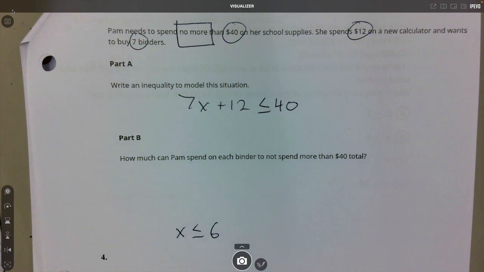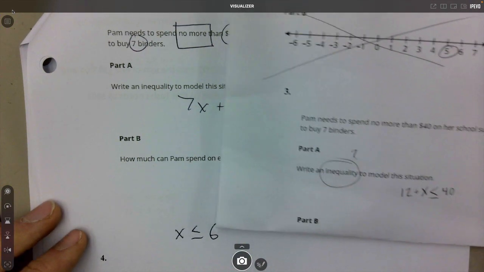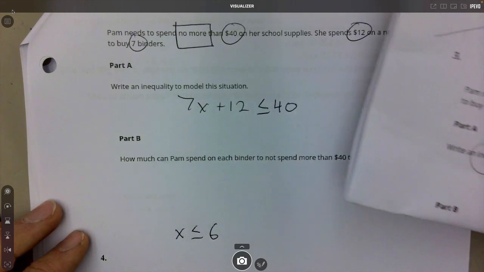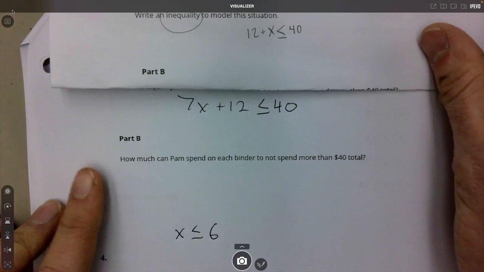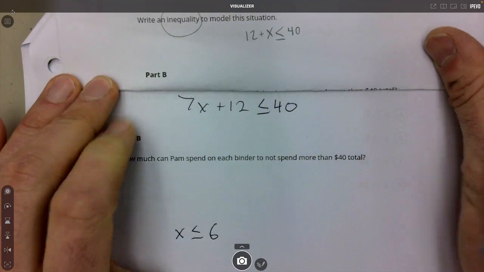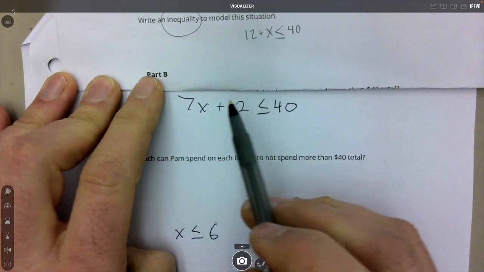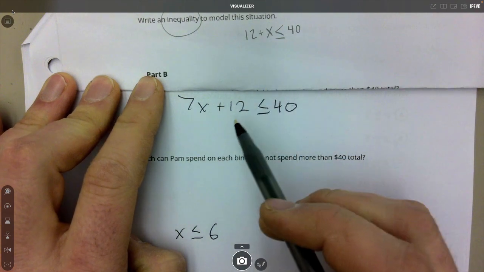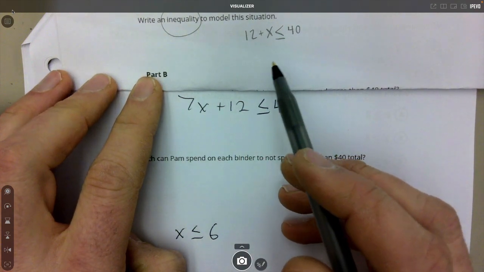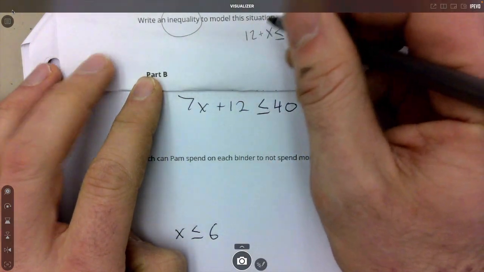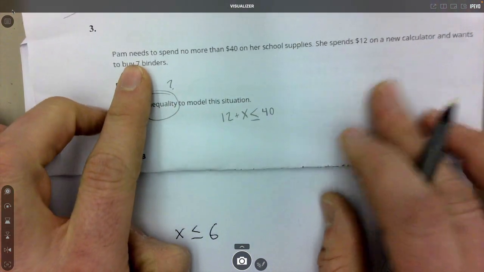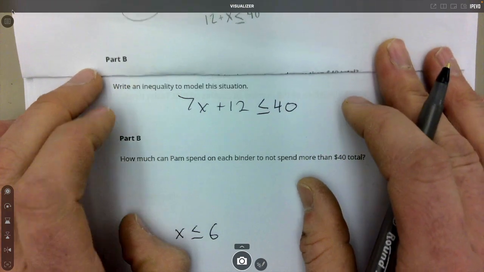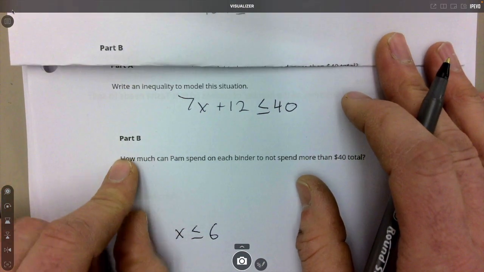This was done by my sister-in-law, whose birthday was yesterday, and I gifted her with a math problem. This is 12 plus x is less than or equal to 40. Someone explain what the difference is and what you think is correct, Max. There's no 7 next to the x because the 7 is what your consecutive. They forgot the 7. Cameron put 1 for students.